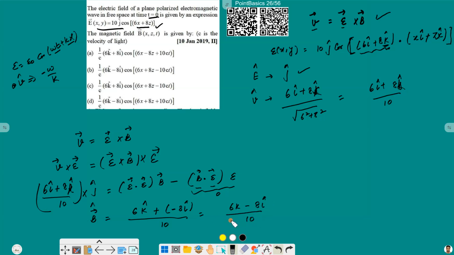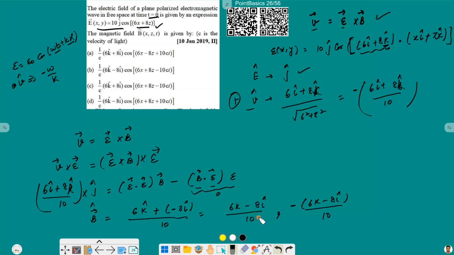So that will be the direction of magnetic field if we take this velocity as positive. Now if we take it as negative, then we will have a negative sign here, and then we will get an additional negative sign here, and from that it will become (6k − 8i)/10.